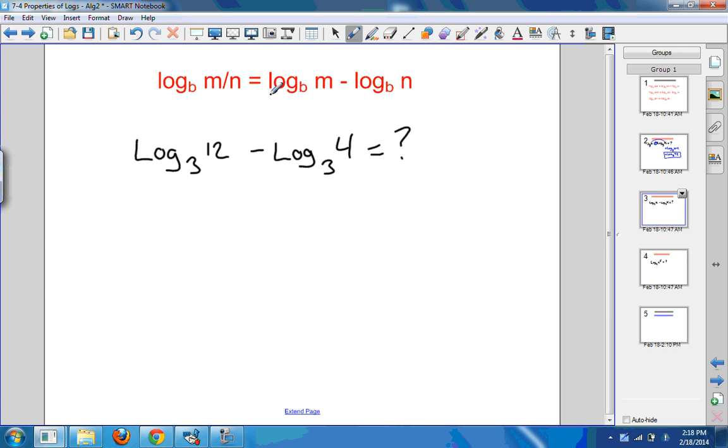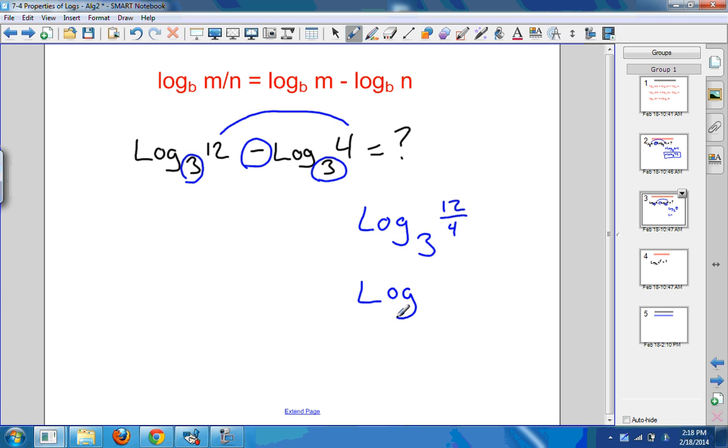So our law up here, this is kind of math speak, but basically what it says is if we have the same bases and we're subtracting, then we divide what we're taking the log of. So this would be the log, same base, base 3, of 12 divided by 4. And we know that 12 divided by 4 is 3. So we get log base 3 of 3. All right.